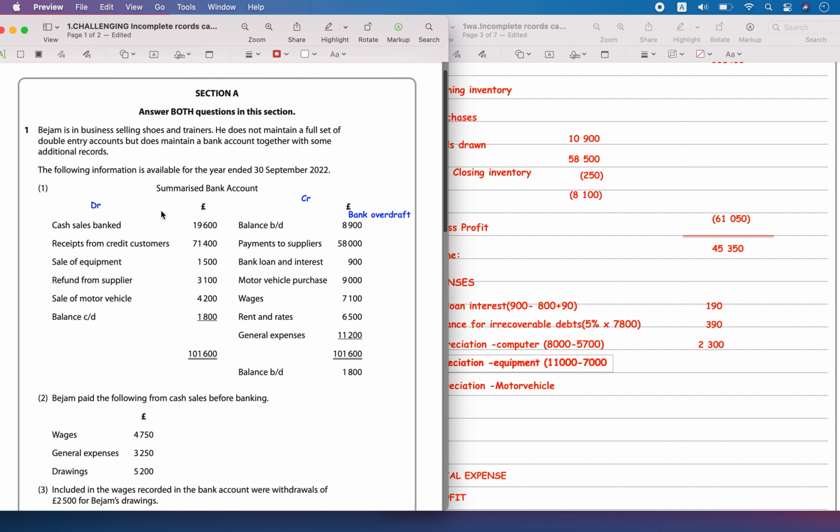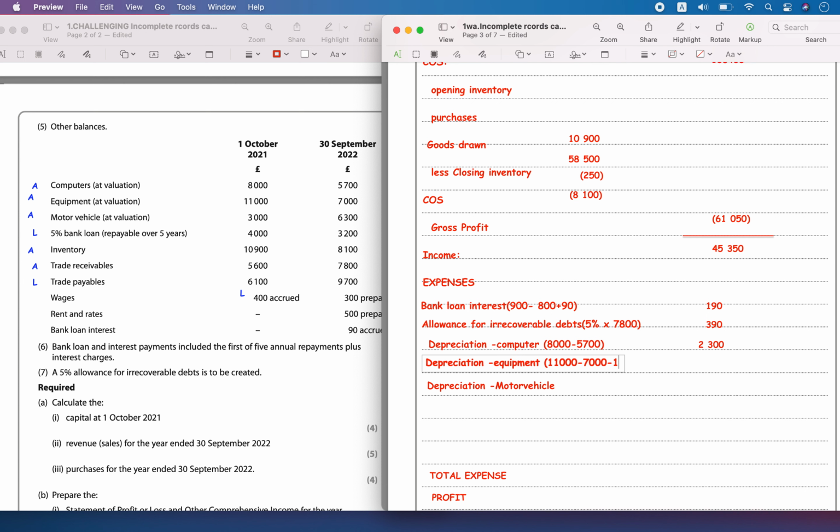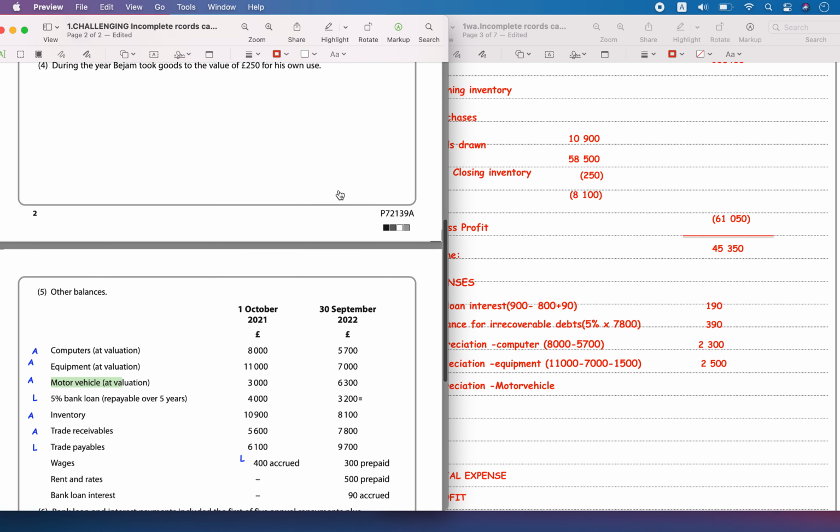Apart from that, is there anything else mentioned in the bank statement that we have to see? First one here they are mentioning there was a sale of equipment for 1,500. Assuming that was received, that value also you will remove, and then you will know whether it was a profit or a loss. Assuming that the entire equipment was sold off, we can indicate that this might be a loss. So 11,000 minus 7,000 minus 1,500. Then we have to see the motor vehicle. There was 3,000, but the ending depreciation value has increased.